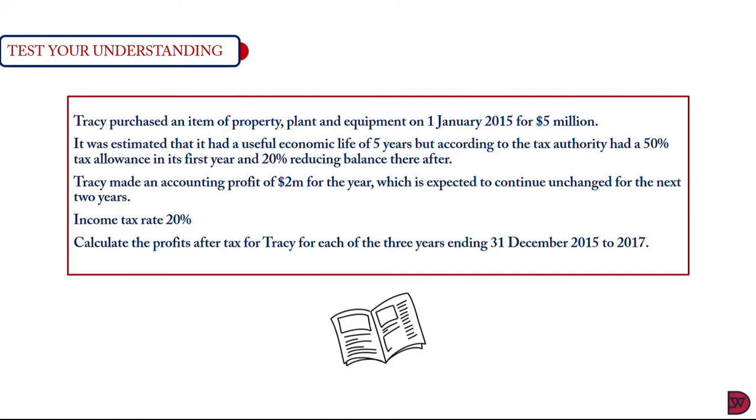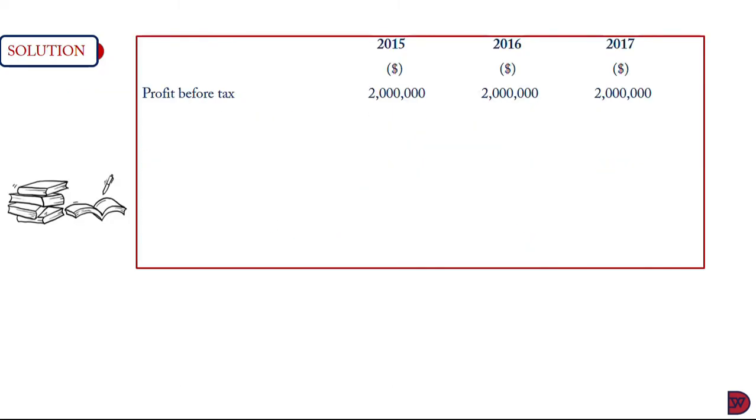We are to calculate the profit after tax for Tracy for each of the 3 years ending 31st December 2015, 16, and 17. So the profit before tax was $2 million, meaning every expenditure has been taken away from every revenue and every income, giving us this profit before tax. What is left in the accounting profits would have been to just apply the 20% on the 2 million to get the tax for each year, less it, and get the profit for the year.